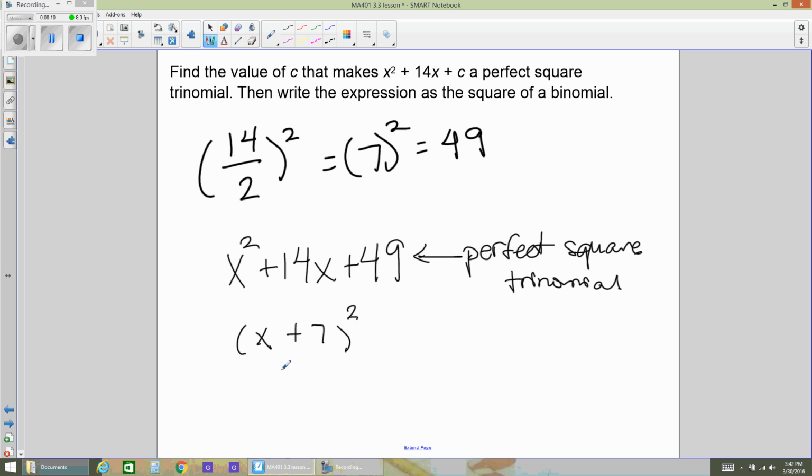Now, what was the value of c? The value c that made it a perfect square trinomial was 49. The square of a binomial is right here. It's the quantity x plus 7 squared.